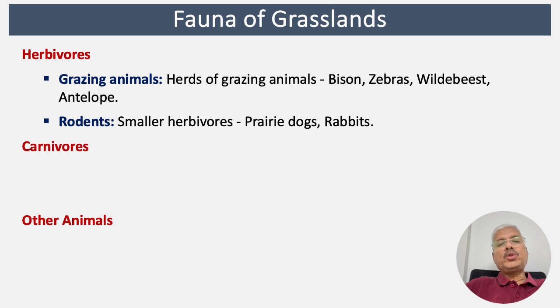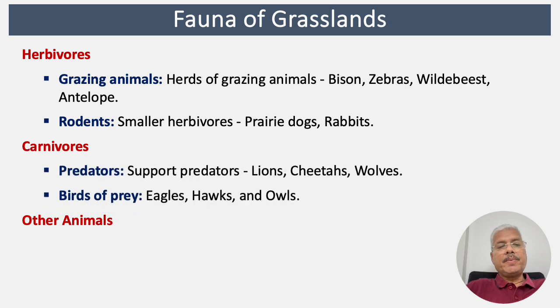Grasslands are home to a diverse range of animals, many of which have adapted to the dry, open environment. Here are some common fauna found in the grasslands. Grasslands are known for their large herds of grazing animals like zebras, wildebeest, and antelopes. Smaller herbivores like prairie dogs, rabbits, and gophers play an important role in the grassland ecosystem.